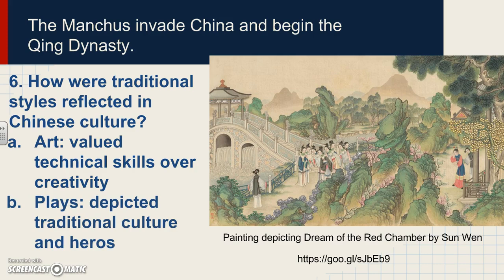And then another way is through plays. Now the plays are kind of similar to the art. They weren't creating new characters. They weren't starting new kinds of plot lines and things like that. They were depicting traditional culture and traditional heroes. So those are two examples of how Chinese traditions were featured in their culture.